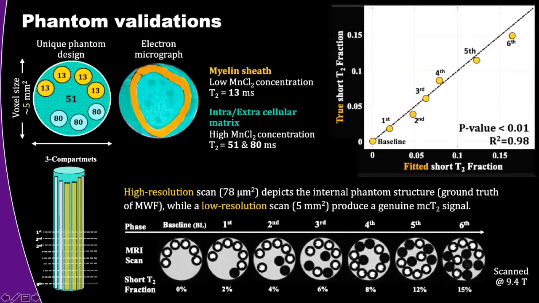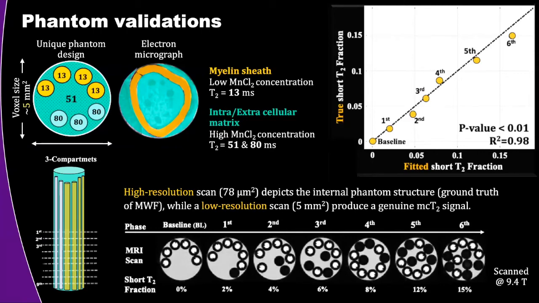And the results were very, very encouraging. On the left, you can see the true fraction of the short T2 component as calculated geometrically from just looking at the relative volume of the myelin water test tubes. And on the bottom, you can see the fitted values, the decomposition of the signal that came from a 5 millimeter by 5 millimeter voxel into its different components.